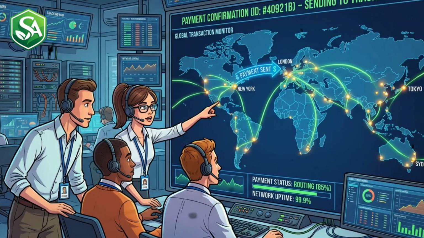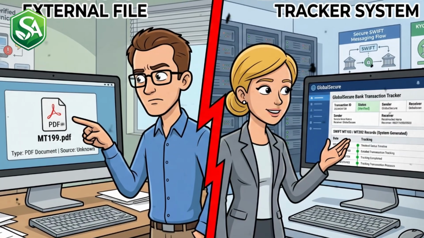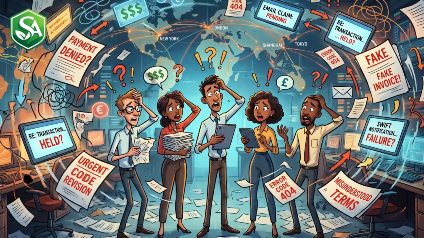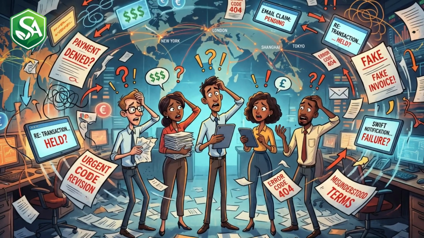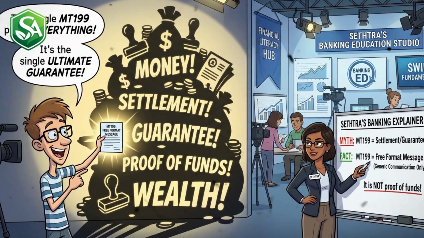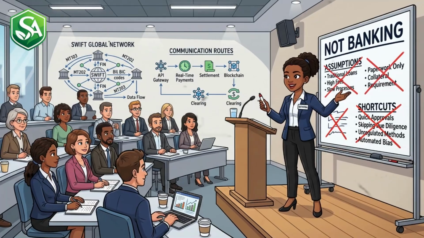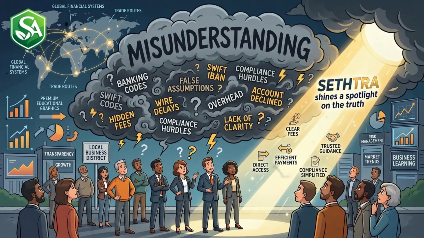A confirmation sent to a tracker is part of a system process. A random PDF saying MT199 is not the same thing. This is where scammers and confused customers create chaos. They hear that MT199 can confirm something. Then they assume any MT199 proves everything. That is not banking. That is misunderstanding.